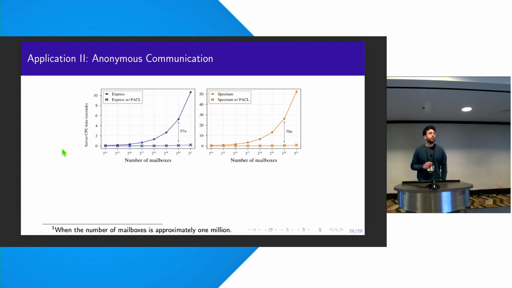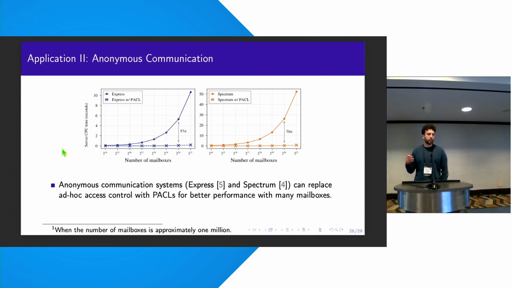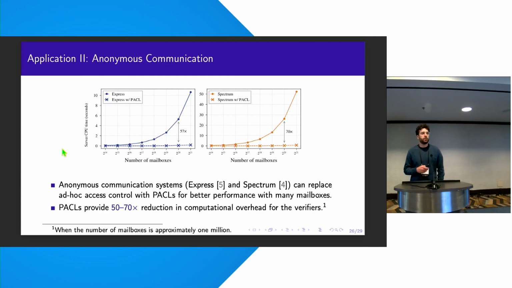And then another application is for anonymous communication, where we show that PACCOs can be used in two anonymous communication systems, Express and Spectrum. Replacing the access control mechanisms that exist in those schemes can reduce the concrete overhead on the servers by up to 70x when the number of mailboxes becomes very large.